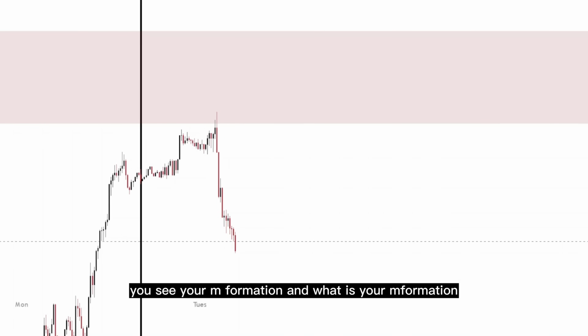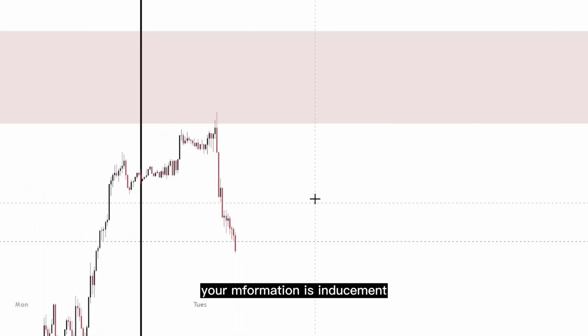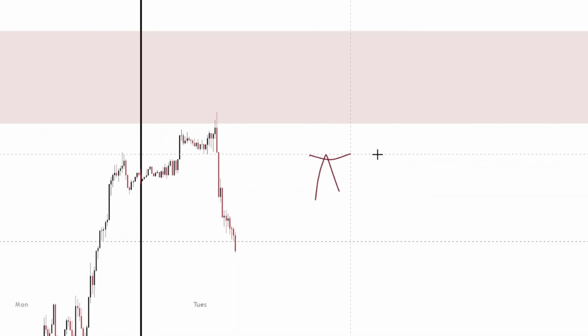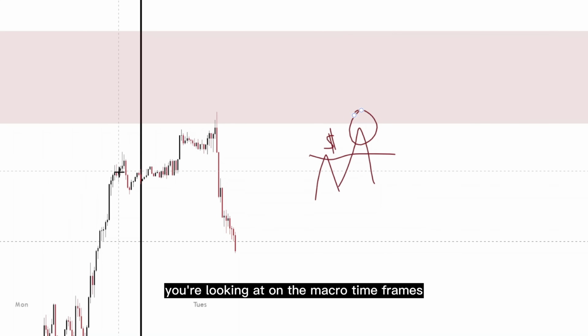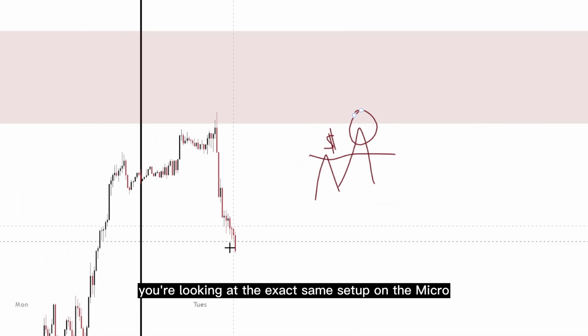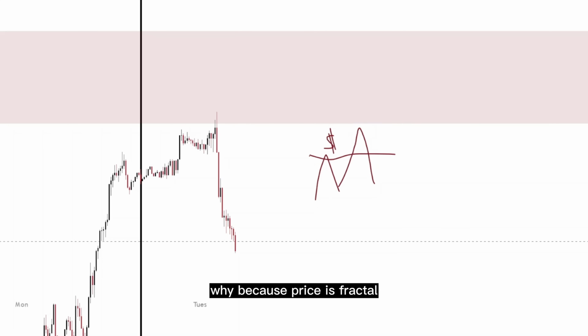And what is your M formation? Your M formation is inducement, liquidity grab, and down into your OB. That's all it is. So the same setup you're looking at on the macro time frames, you're looking at the exact same setup on the micro. Why? Because price is fractal.